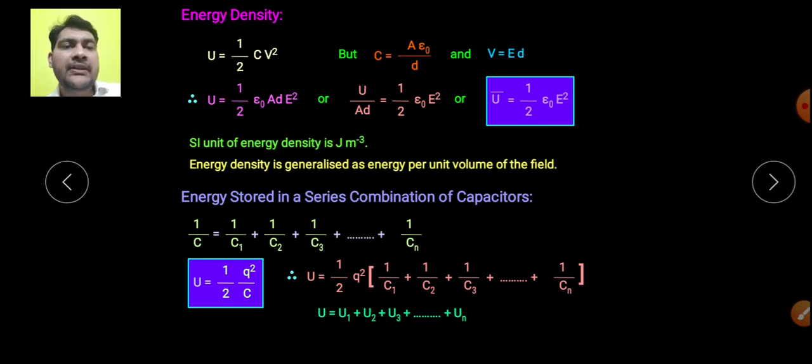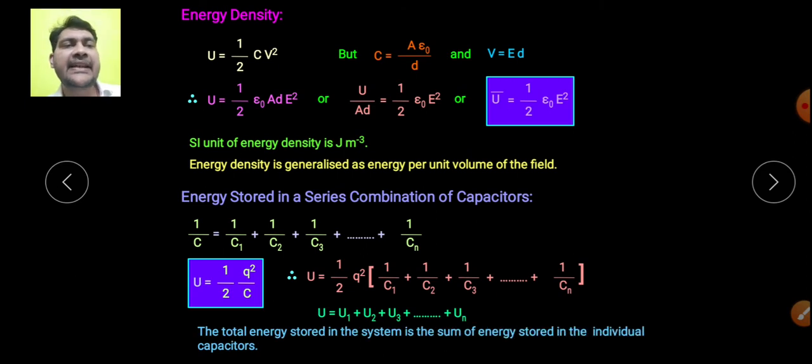So therefore, total energy stored on the whole combination of capacitors is equal to the sum of energy stored on individual capacitors. So if we have series combination of different capacitors, then total energy stored on the whole combination is equal to the sum of energy stored on all the capacitors.